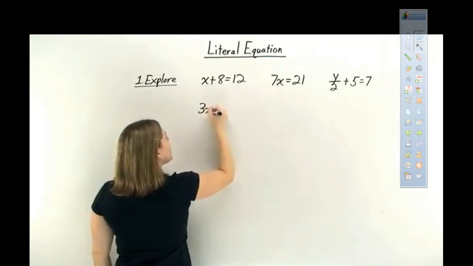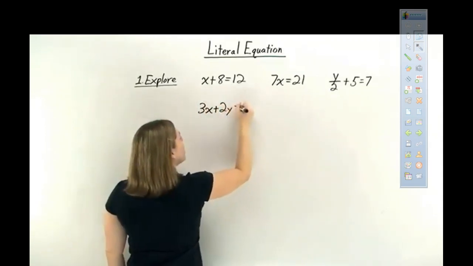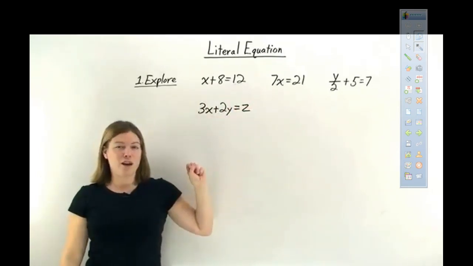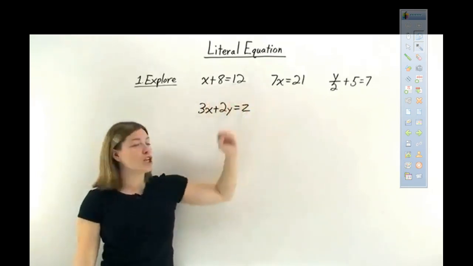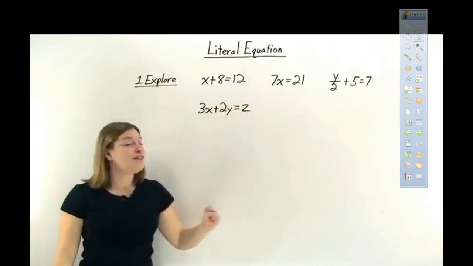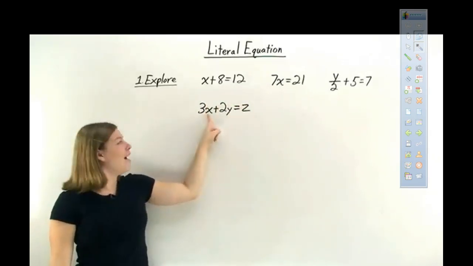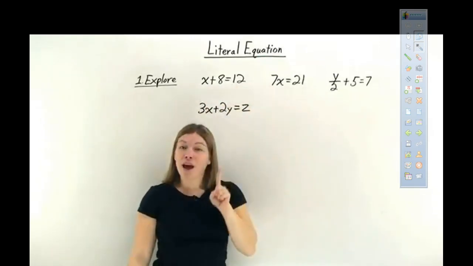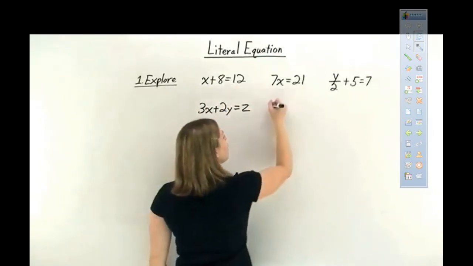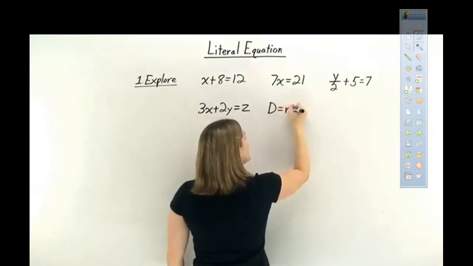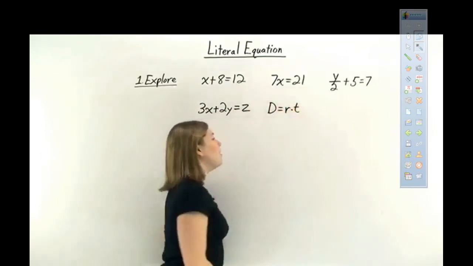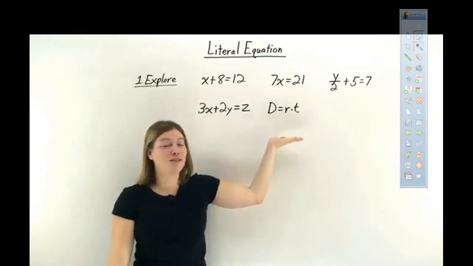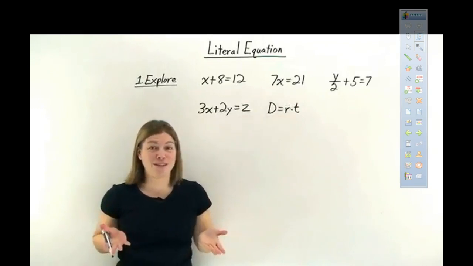Let's say we have 3x plus 2y equals z. Here we see we do have an equation, but it's a little bit different from the ones we just saw. Notice, this equation has three variables, x, y, and z. All of these equations only had one variable. Now what if we had an equation like this? D equals r times t. This is another equation. But notice, this one just has three variables, and no numbers.